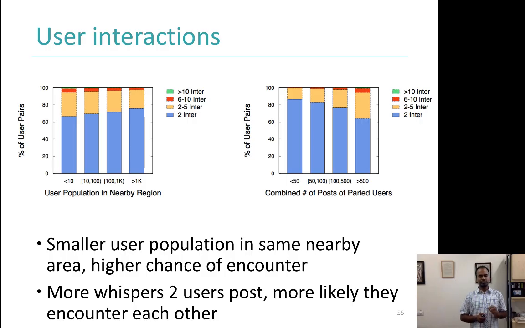The more whispers two users post, the more likely they encounter each other. If users are likely to post more, they are likely to interact more also. So looking at the right graph, which is the combined number of posts of paired users, the more whispers two users post, which is, if you and I are generating more whispers, there's a higher likelihood that you and I will interact. That's the inference that you can draw.